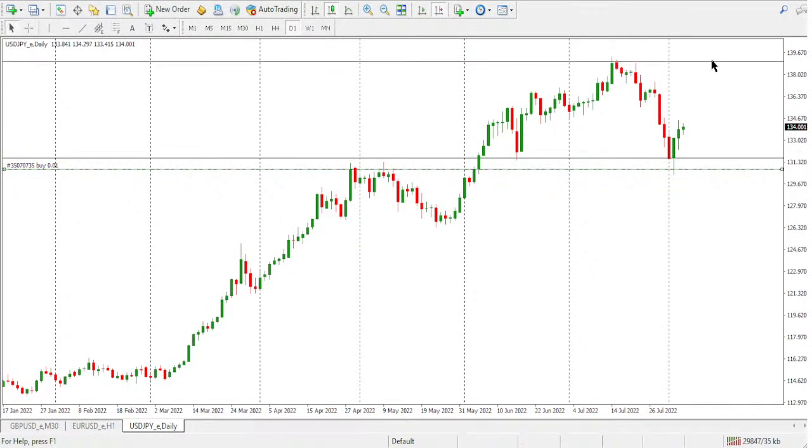This is 139.011. So if you took a buy with us right here, you're supposed to keep that position open up to this point, where if the price breaks above it, expect it to continue to the upper side.